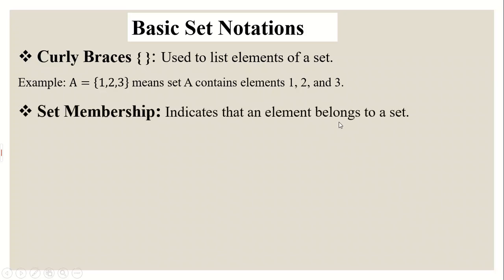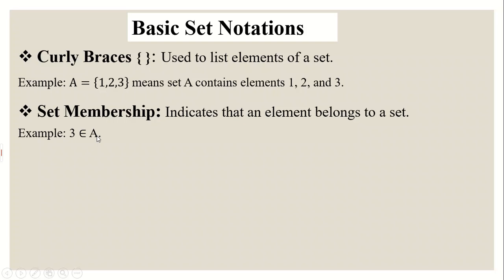The next one is set membership. This indicates that an element belongs to a set. We use this sign, or notation, to show that an element belongs to a particular set. For example, 3 is a member of A. This sign that looks like an E, we call set membership. Sometimes we call it "belongs to" or "a member of". So it means 3 is a member of A.